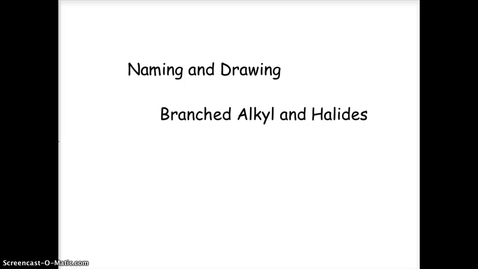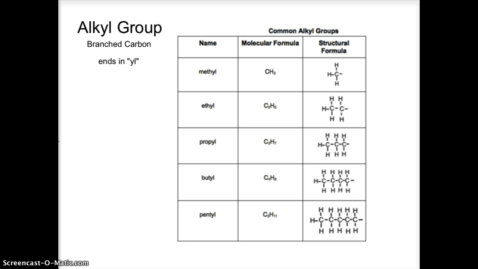Hello, this is a learning video in which you are going to learn how to name and how to draw branch alkyl groups and halides. So the first thing we're going to look at is what is an alkyl group. And an alkyl group is a branched carbon. They can be one carbon branching off of a long chain, or it could be two carbons branching off of a long chain.